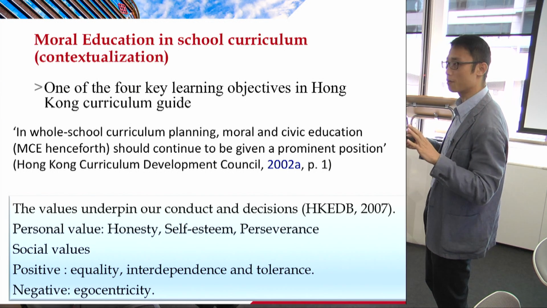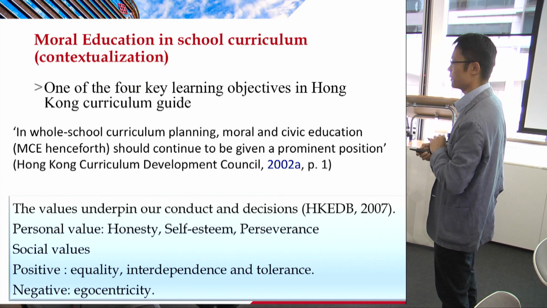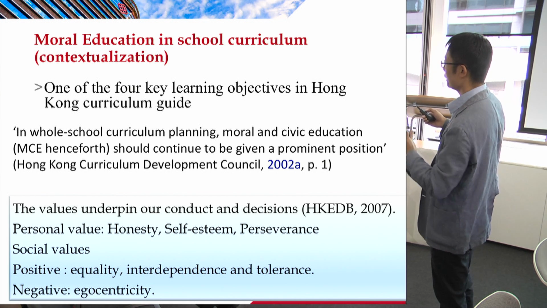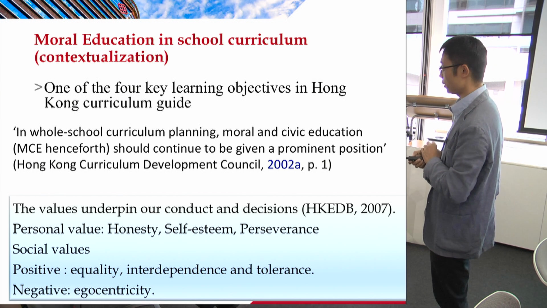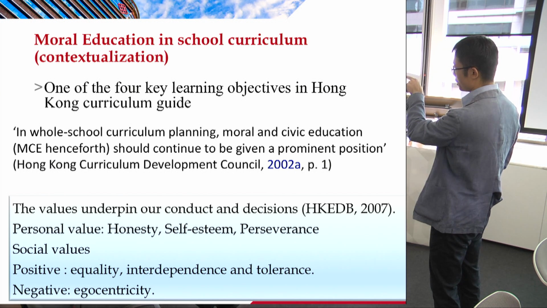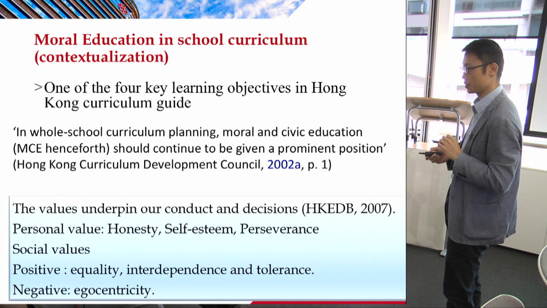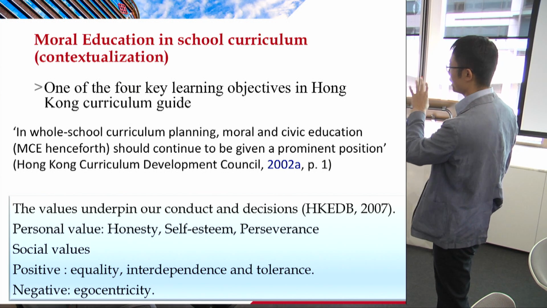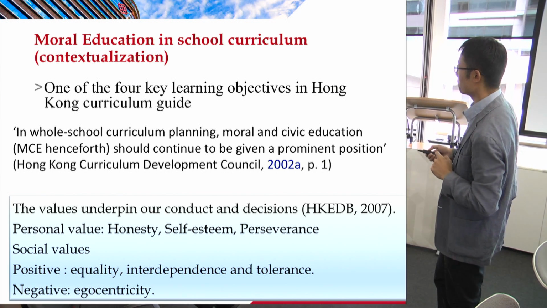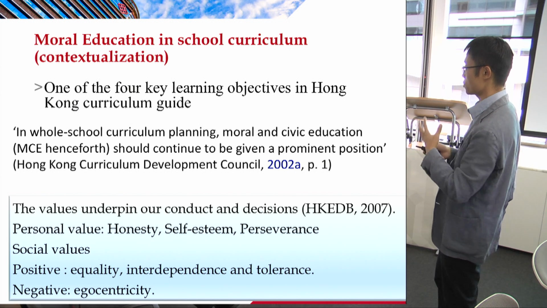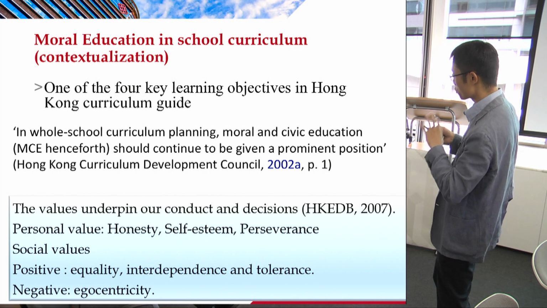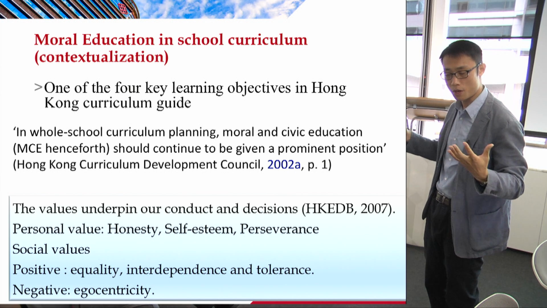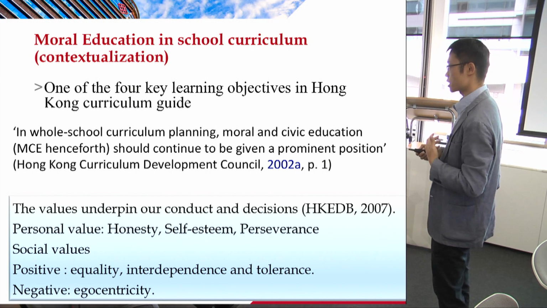First, the background is moral education in the school curriculum. It is one of the 4 key learning areas in the Hong Kong curriculum, and since the curriculum reform after the handover in 1997, it continues to occupy a very important place. The EDB, the Education Bureau, prescribes personal values such as honesty and self-esteem, and then more social values like equality, interdependence, and tolerance. We want to see how that is reflected in textbooks.